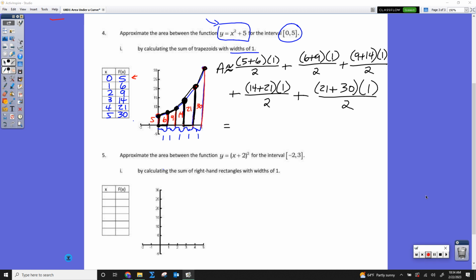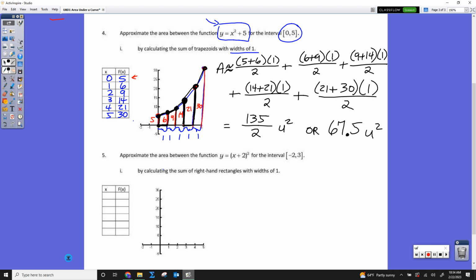Okay, so I'm getting something like 135 over 2 square units. And if you want to get that decimal, that's fine as well on this problem, just to have a little more intuitive thought on it. 67.5 square units.